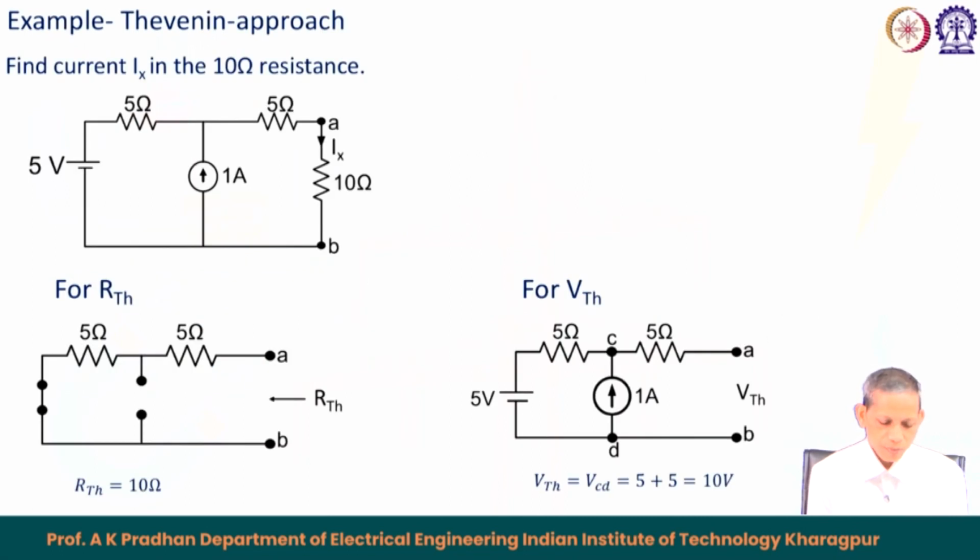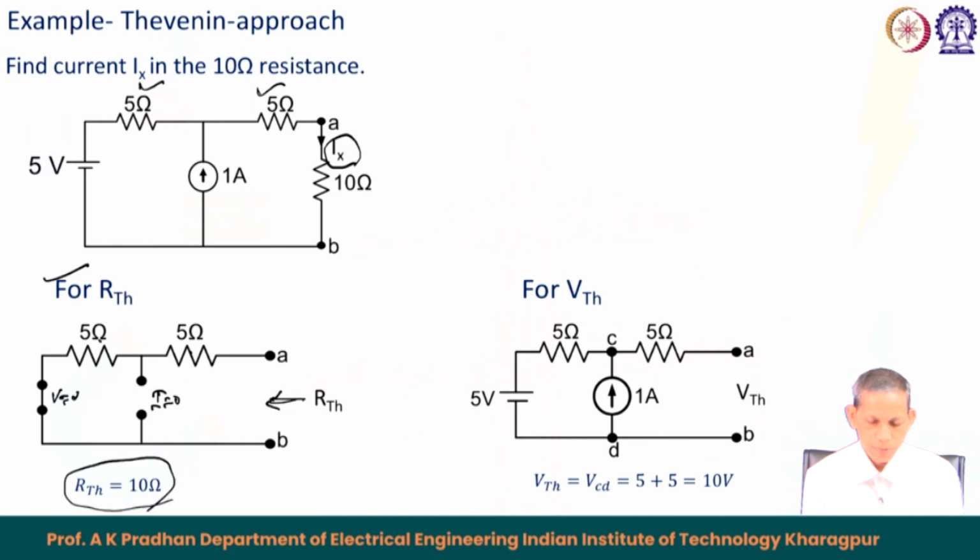Next example, find Ix in the 10 ohm resistance. Now, we have multiple sources, a 5 volt voltage source and a current source. So, two things we will do, first Rth from terminal AB. So, we are looking at the Rth now, 5 ohm, and the sources will be off. So, current source off means open, voltage source should be short, V equals 0. So, that is the situation. So, Rth becomes equal to 5 plus 5, 10 ohm, straightforward.